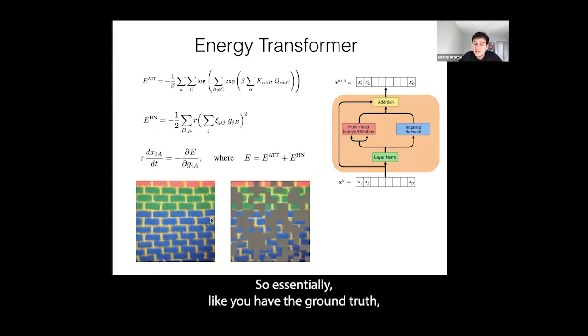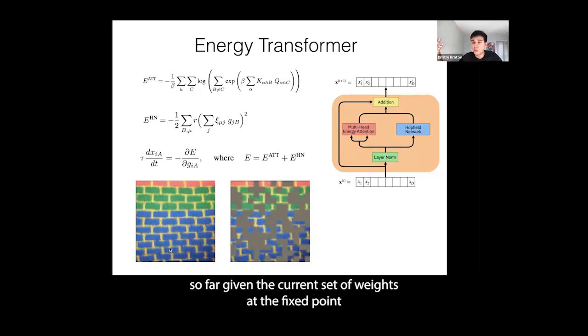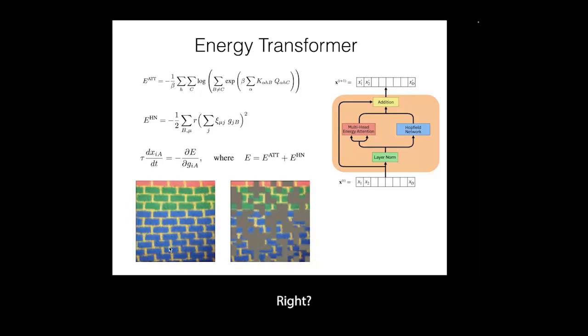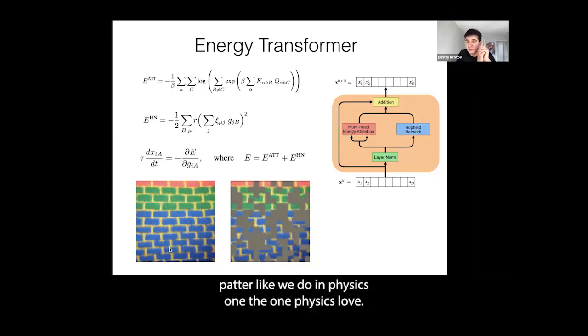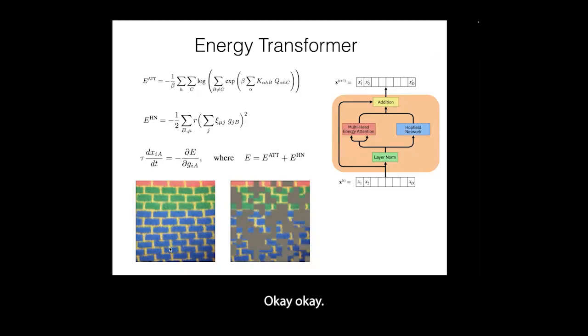Yes. Essentially, you have the ground truth, the image that you want to obtain at the fixed point. And you have the actual result that the network has obtained so far, given the current set of weights at the fixed point. And you want to move them closer to each other, right? It's just like mean squared error, like we do in physics 101 labs, where we measure a quantity 10 times, and then we compute the mean and the standard deviation. Okay, okay.